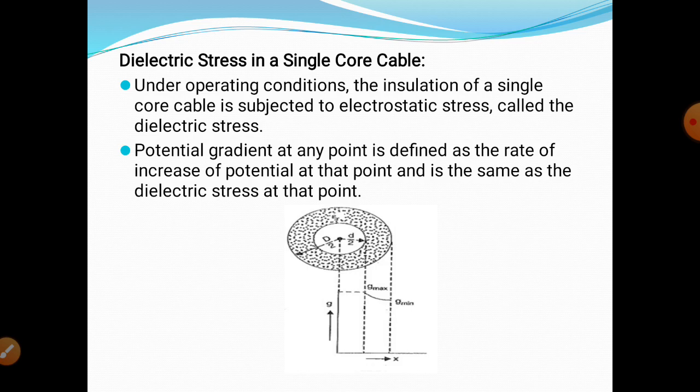Next, consider a single core cable with core diameter small d and internal sheath diameter capital D. The potential gradient at any point is defined as the rate of increase of potential at that point and is the same as the electric stress at that point. This is a very important point about dielectric stress in a single core cable. So we have to find the value of G max and G minimum.